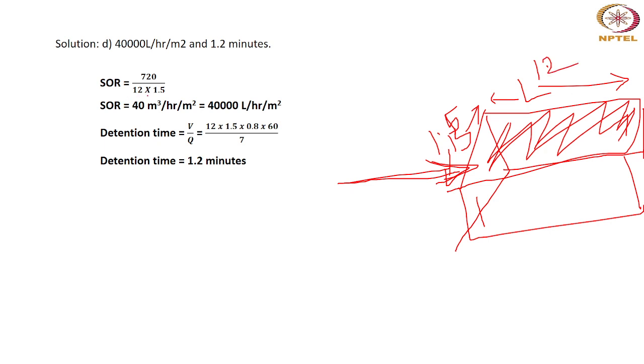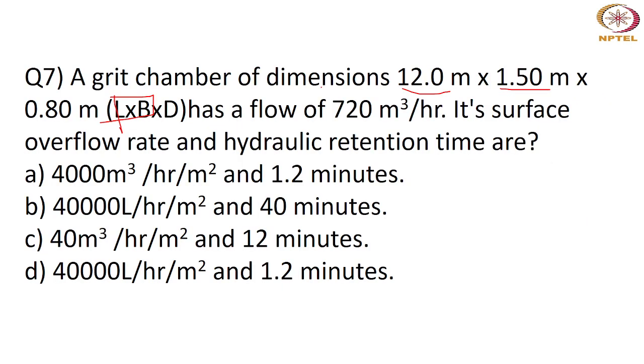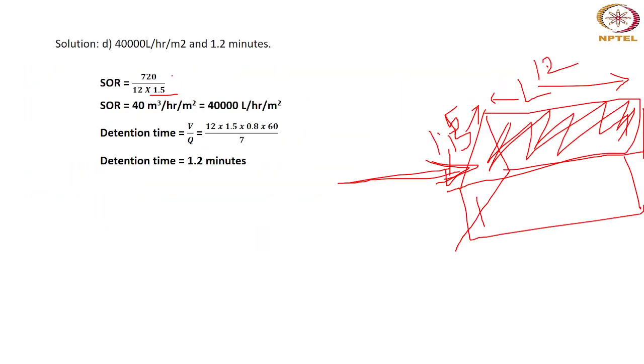So 12 multiplied by 1.5 is the area, and this is meter square. The flow was in the unit of meter cube per hour, not liter. So I'm getting the surface overflow rate as 40 meter cube per hour per meter square, and then you need to convert this meter cube to liter. If you convert, it will be multiplied by 1000, and I'm getting 40,000 liter per hour per meter square.